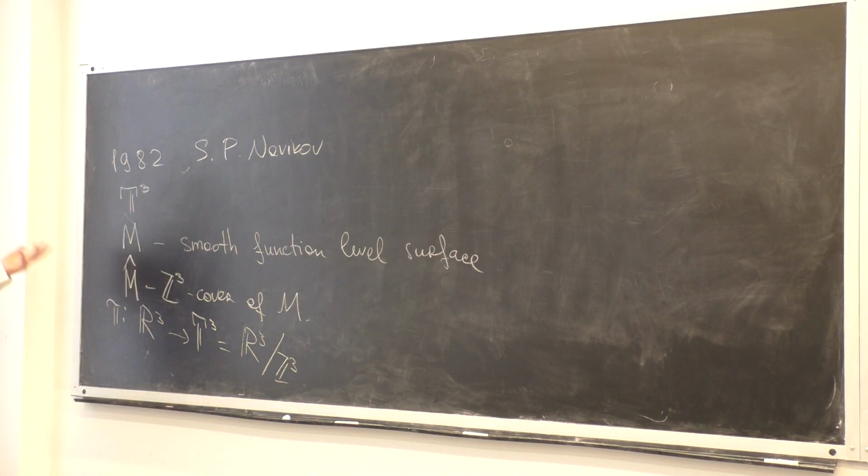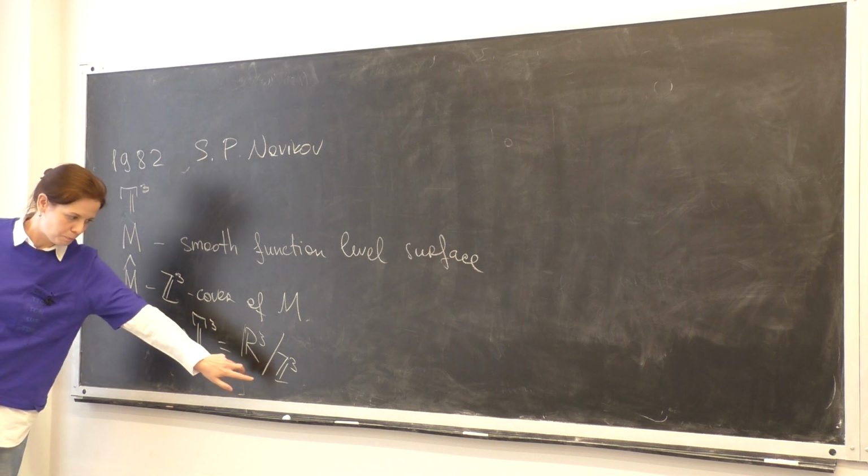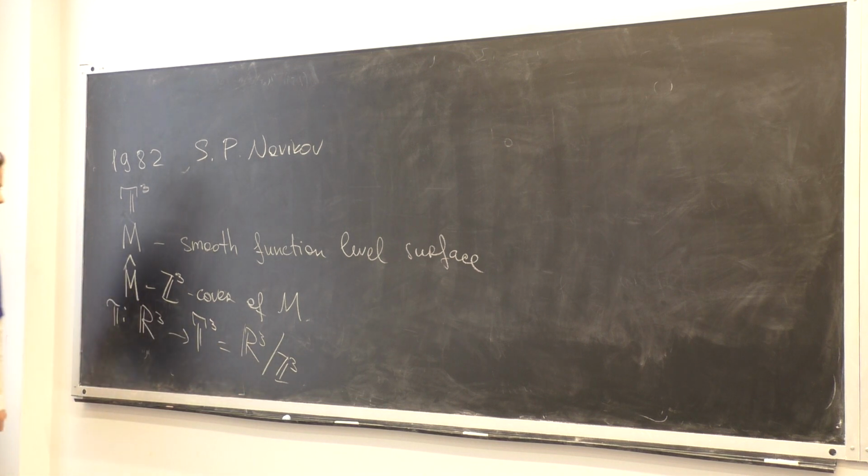So it depends what you prefer. If you want, you can think about it in the following terms, that you live in R3 and you have a three-periodic surface. Three-periodic just means that it's invariant under translations on vectors from some integer lattice. And you have pi as a projection from R3 to T3, which is the factor of your R3 over this lattice. And then you have a surface, which is the image of your original three-periodic surface under this projection, and it will be a level surface of some smooth function.